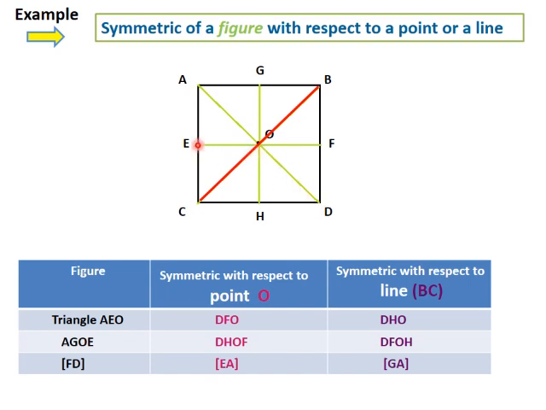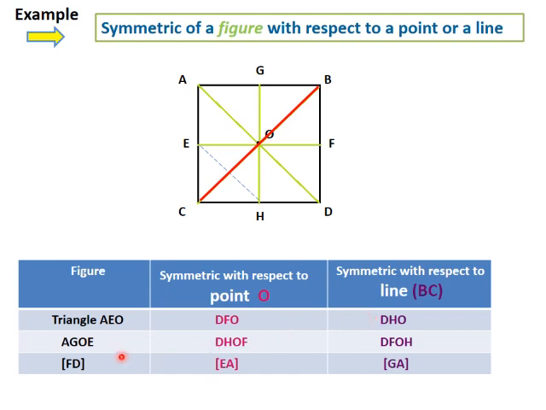The symmetry of point E with respect to line BC, in order to know it, we have to draw a line perpendicular to BC passing through point E. So the symmetry of point E is point H, having the same distance away from BC. And the symmetry of point O with respect to line BC is point O, since O is located on line BC. Then the symmetry of triangle AEO with respect to line BC is triangle DHO.